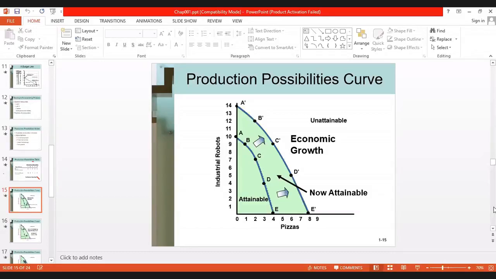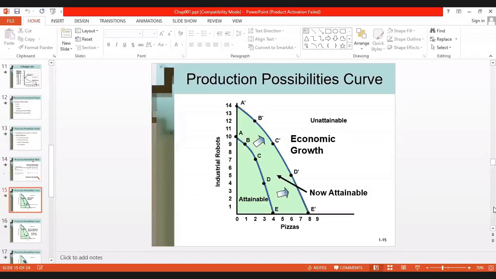In the budget line, the opportunity cost is constant. If you are going to buy one more DVD, you have to give up this number of books. Again, if you want to buy one more DVD, you have to give up 2 books. Again, one more DVD, again you have to give up 2 books. So the opportunity cost is constant in the individual economizing problem.